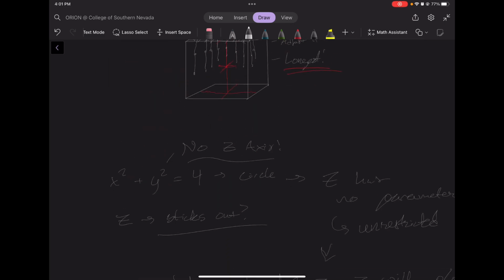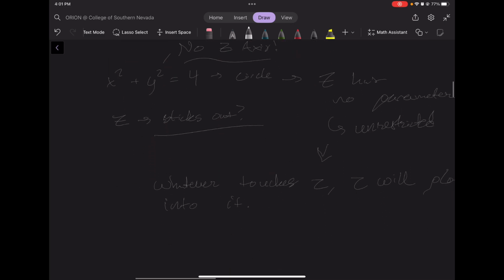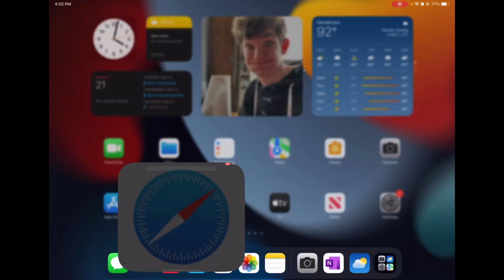So we're going to graph something here. Let's say we're given a formula to graph, and it's x squared plus y squared is equal to 4. So it's a simple circle formula. When we graph it on a graphing calculator, it gives us a circle, but when you plot it in 3D space, it's not going to look that way, according to the professor. So let's just use some software to plot it real quick.